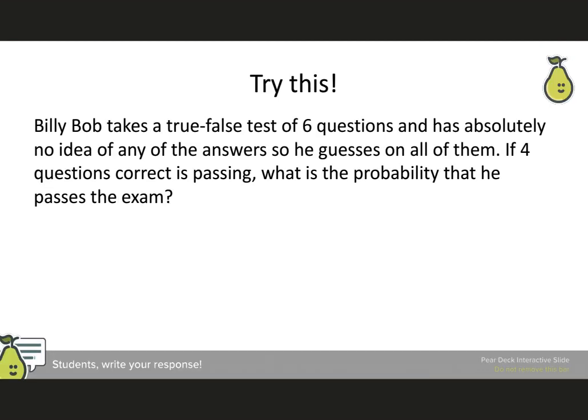Looking at this example, it says Billy Bob takes a true or false test of 6 questions and has absolutely no idea how to answer any of them, so he guesses on all of them. If 4 questions correct is passing, what's the probability that he passes the exam? We know he passes if he gets 4 out of 6. We know he passes if he gets 5 out of 6. And we know he passes if he gets 6 out of 6.